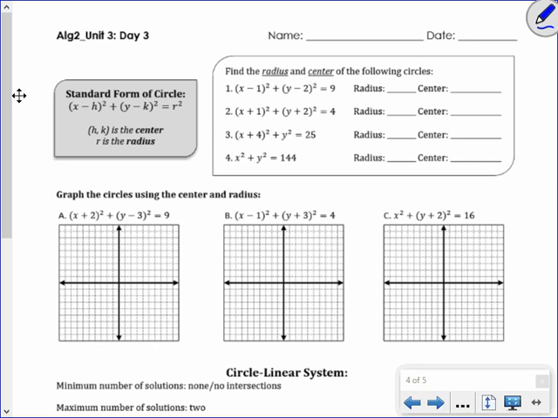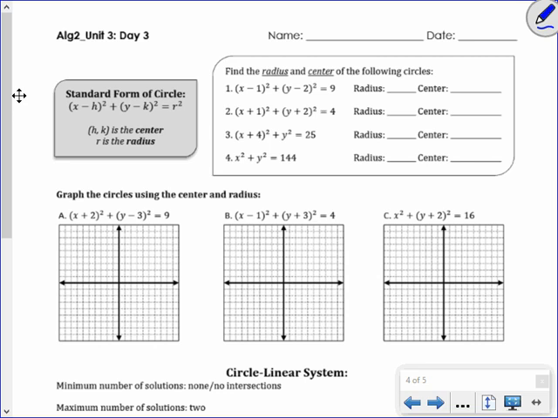Alright, so in geometry, it was near the end of the year. You guys were near the end of the year when you were in the circles unit, graphing circles. Don't remember at all. Anyways, graphing circles is actually pretty simple.